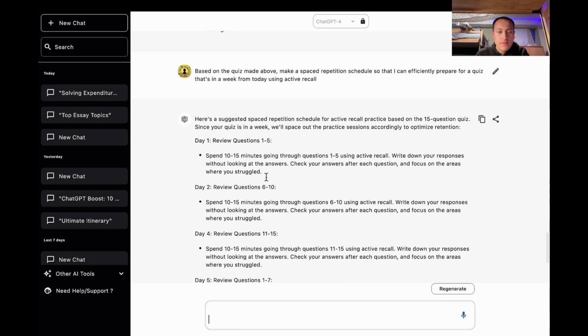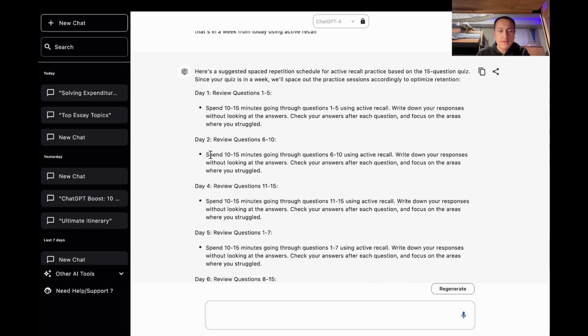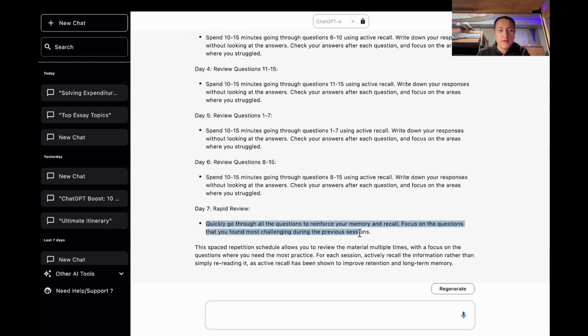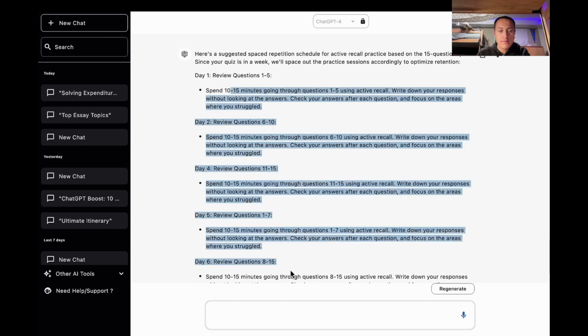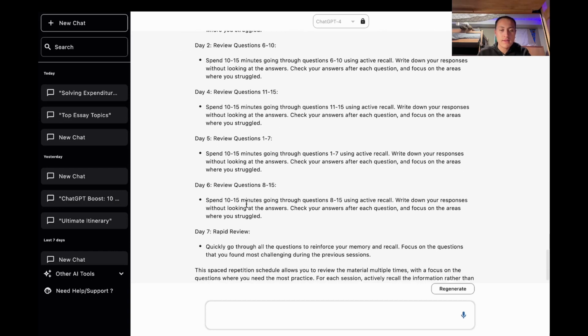So this spaced repetition schedule has, for day one, spend 10-15 minutes going through questions 1 through 5, active recalling the questions. And then day two, basically going over 6 through 10, active recalling it. And then over time, it'll actually have you do it again, but it paces you. So that way you're not just cramming in one go. And as a result, you will better retain the information.